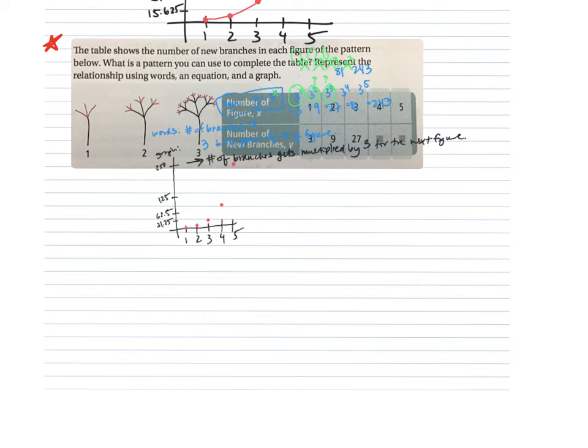And then to do words, just turn the equation into words, which is number of branches is 3 to the power of the number of the figure. That doesn't really make sense in words. So I changed it to say, right, number of branches gets multiplied by 3 for the next figure. Maybe you come up with something better. My words are not great there. And then here's your graph. And you can see that it's nonlinear.